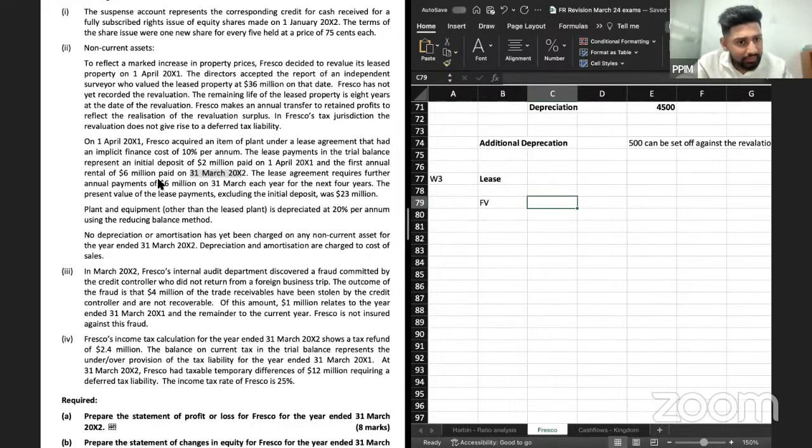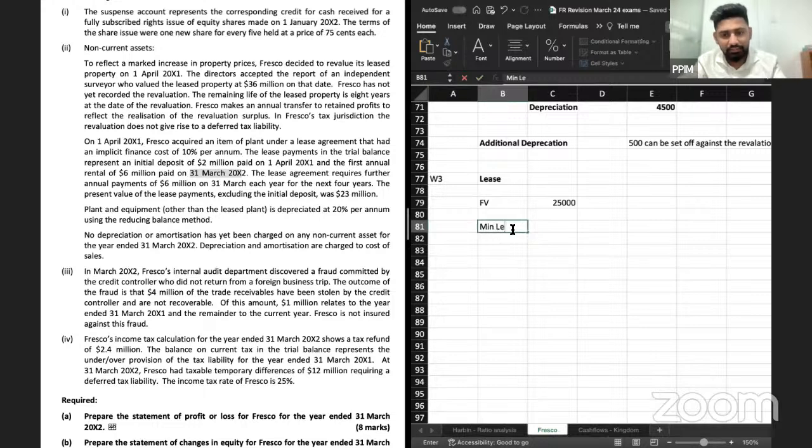The lease agreement requires further annual payments of 6 million on 31st March each year for the next 4 years. The present value of the lease payments, excluding the initial deposit, was 23,000. So 23,000 plus 2,000, the total value of the asset is 25,000. So fair value is 25 million.